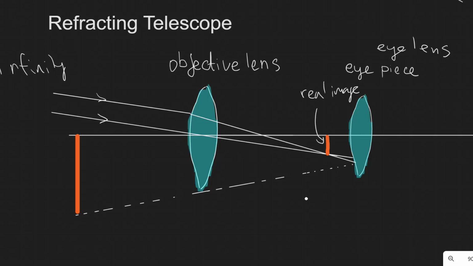The second lens, the eyepiece over here, is essentially a little magnifying glass, and it will produce a virtual image in exactly the same way as we have discussed before, which will be larger. It will be magnified, and we will be able to see the object in detail. So this here is a virtual image.